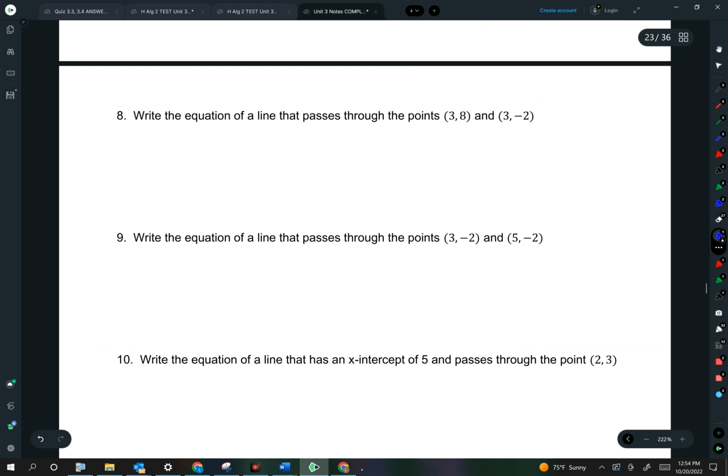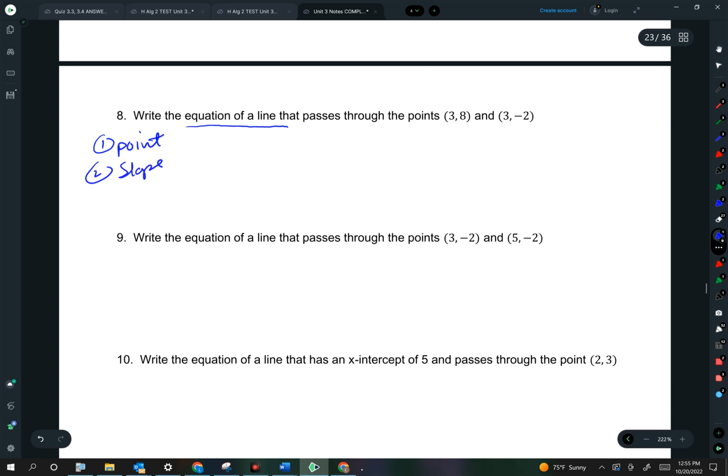So look at number 8. It says write the equation of a line. So it looks just like what we did earlier. So I'm thinking point slope that passes through these points. Okay, so let's think. I know I need a point. I know I need a slope.